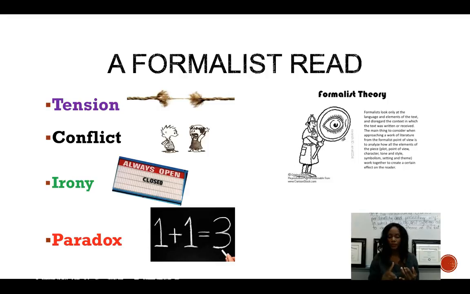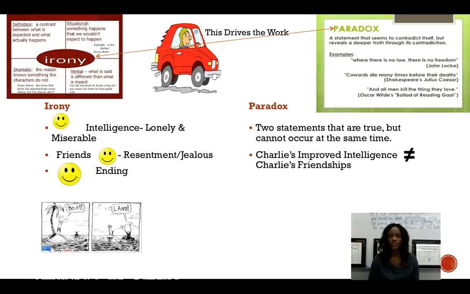And paradox is another one, and we're going to discuss it more specifically, but we have this illustration here, 1 + 1 = 3. I don't know if that's the best illustration to explain paradox, but if you have these 2 ideas that are true, but they can't be true together, and so the 2 are not mutually exclusive, or they are mutually exclusive.